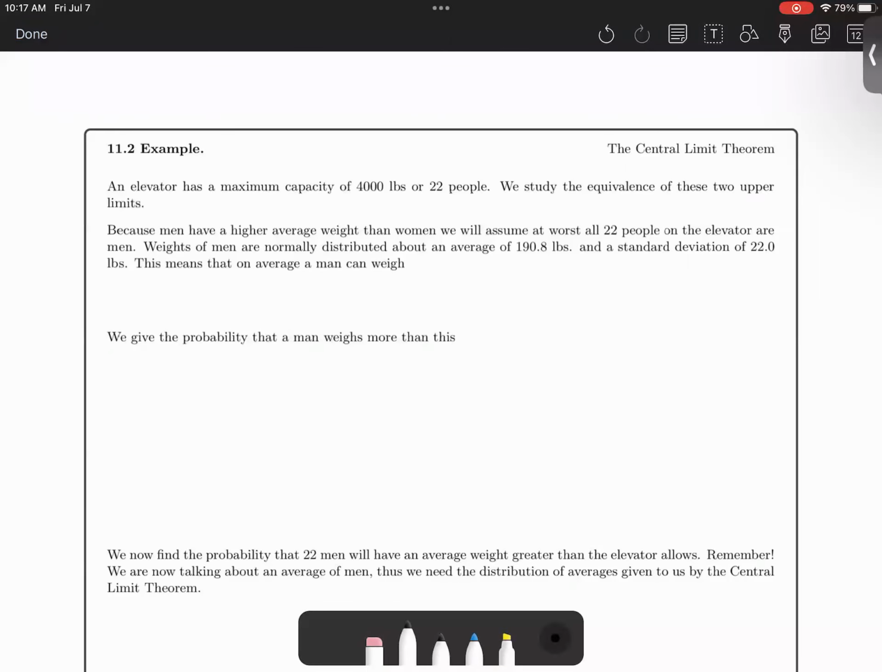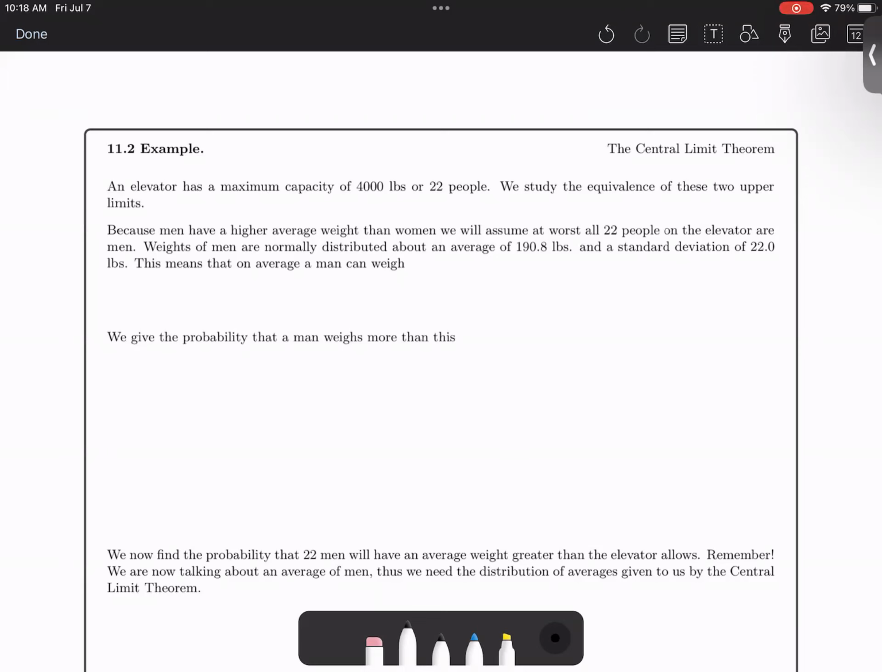But let's begin. We have an elevator that states it has a maximum capacity of 4,000 pounds or 22 people. Let's study the equivalence between these two upper bounds. So 4,000 pounds or 22 people. Because men have a higher average weight than women do, at worst, all 22 people on the elevator are going to be men. So let's assume that we're dealing with men's weights. Men's weights are normally distributed with an average of 190.8 pounds and a standard deviation of 22 pounds.